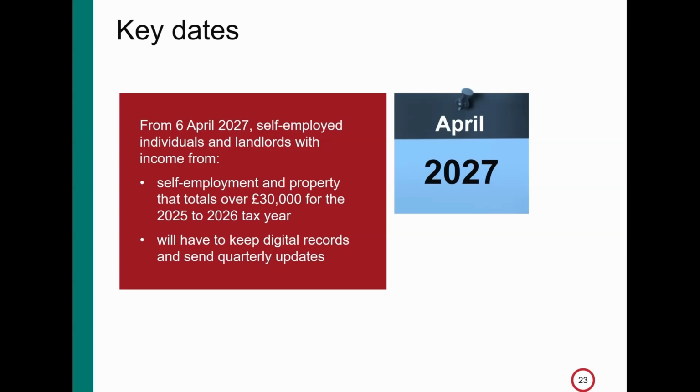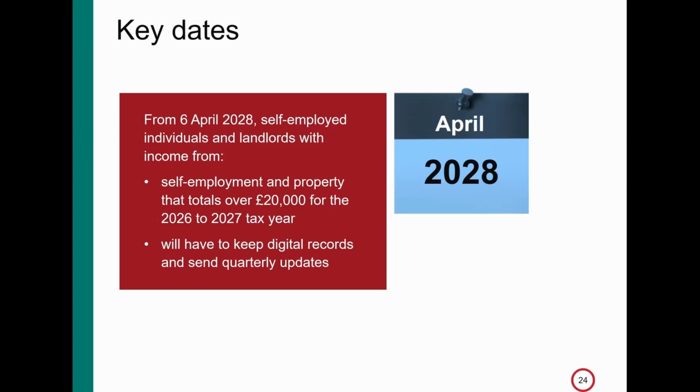And the government recently announced that from the 6th of April 2028, self-employed individuals and landlords with income from self-employment and property that totals over £20,000 for the 2026 to 2027 tax year will have to keep digital records and send quarterly updates to HMRC using compatible software. This will be for the 2028 to 2029 tax return onwards.